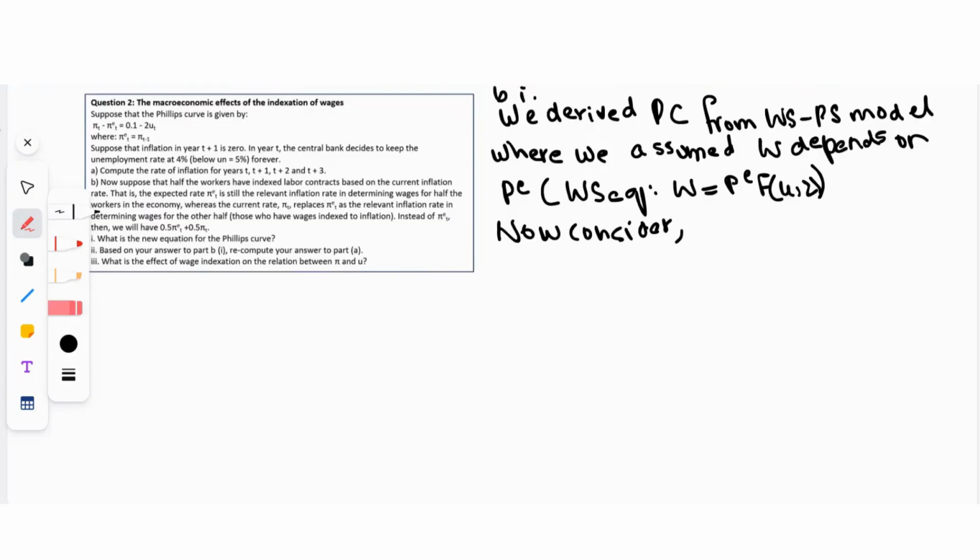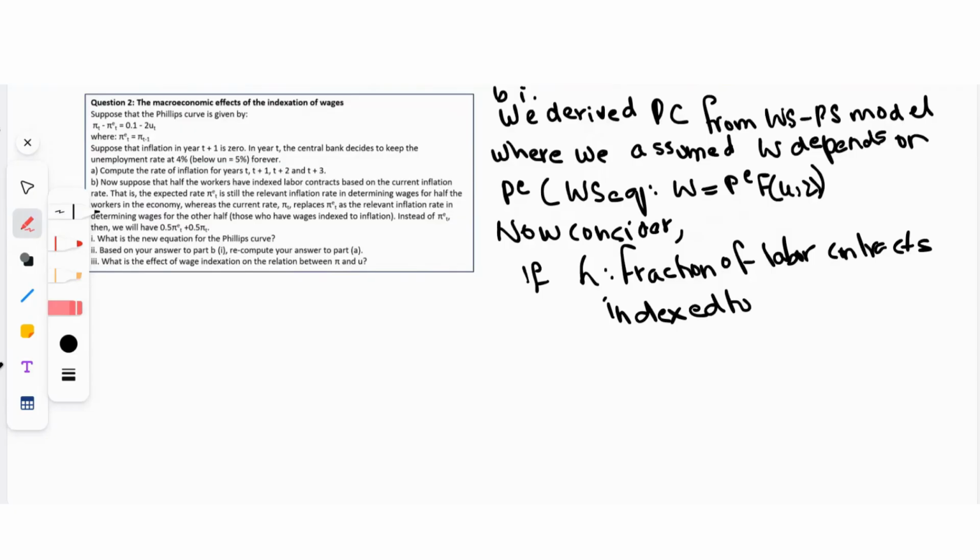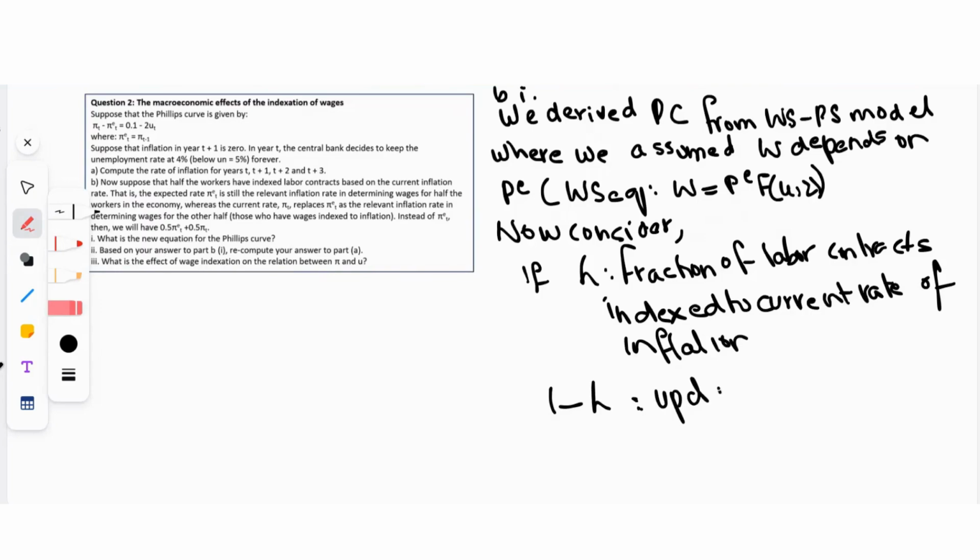Their wages were set based on the expected price level, P^e. Now consider, if lambda is the fraction of labor contracts indexed to the current rate of inflation, and 1 minus lambda are updated based on expected inflation.